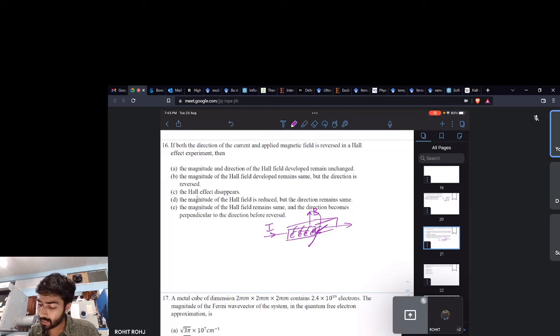accumulation on this side because the force will act in this direction. And if we reverse the direction of the magnetic field down and the direction of current in this way, then working it out with Fleming's left hand rule, it will again say that the force will be acting in the same manner. So the magnitude and direction remain unchanged. All other options give us some reduction or some reversal of directions, which is not happening in the present case.